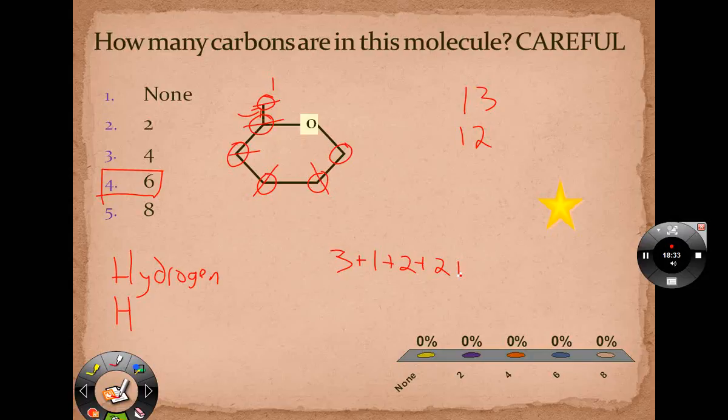Two. No, there seems to be one, right? No, it's got two oxygen. That oxygen only forms two bonds, and so it has no hydrogen attached to it. Oxygen only forms two bonds. We don't have to worry about it. And if it did have a hydrogen on it, they would draw it. We only imply the hydrogens on carbon. Okay.